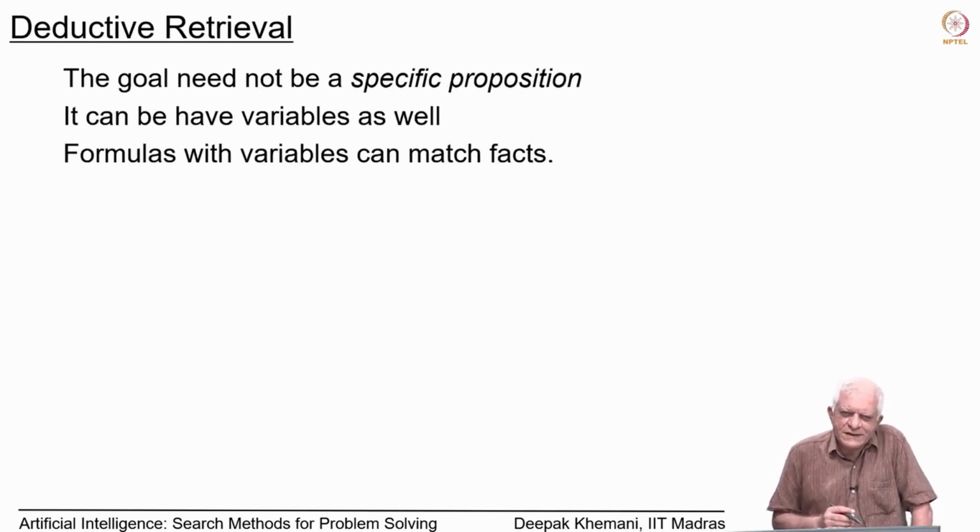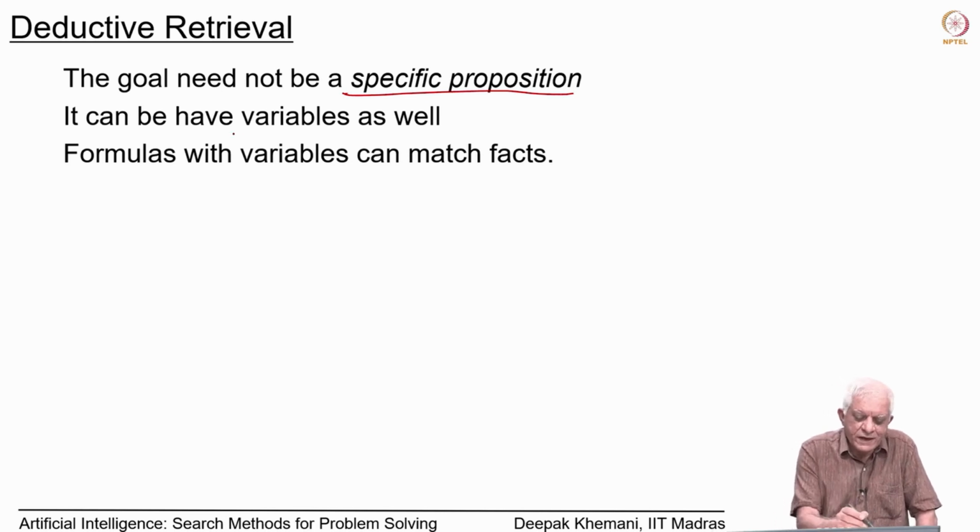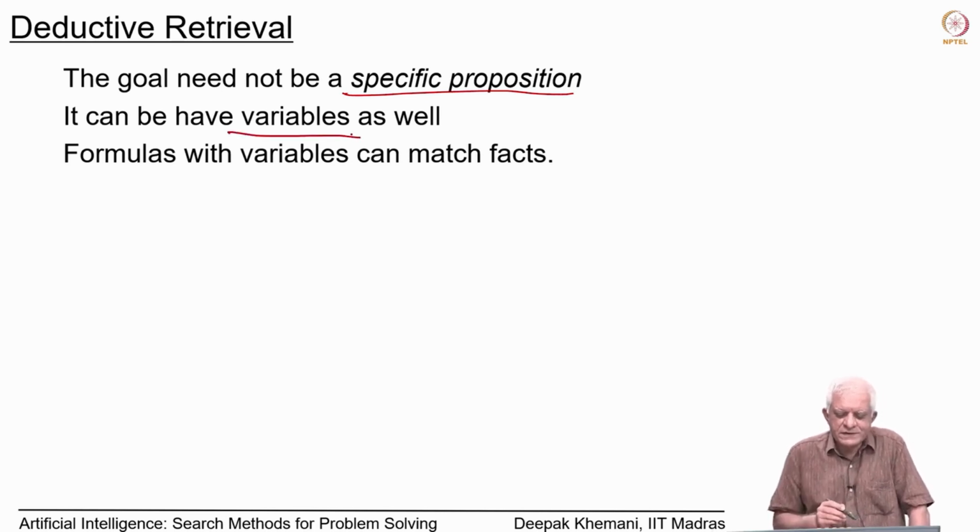Now, one interesting thing about backward chaining or backward reasoning, which is goal directed, that you are focused on the goal, is that you do not have to necessarily ask for a specific proposition. We are not saying whether Q of A is true. You can ask, is there some element for which Q is true, and that kind of a thing. So, we can have variables as well, and of course, formulas with variables can match facts.